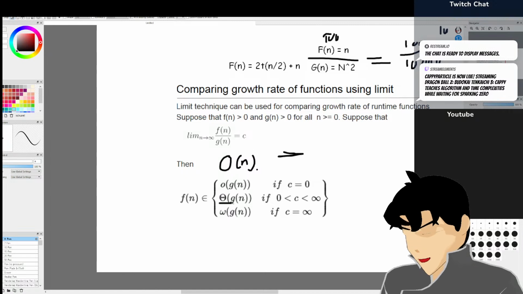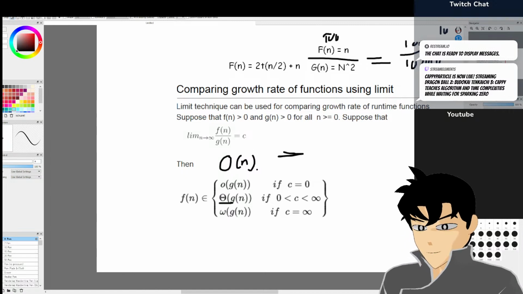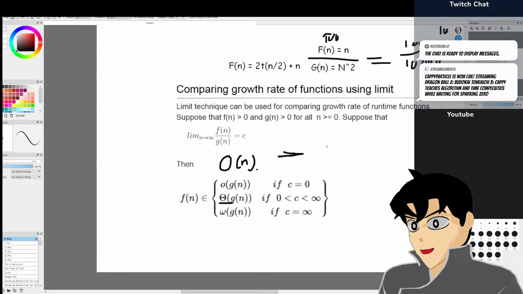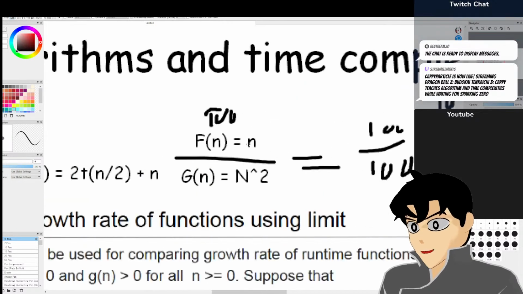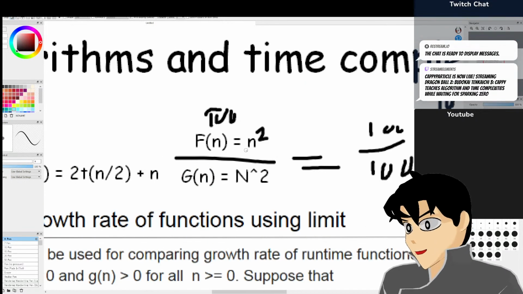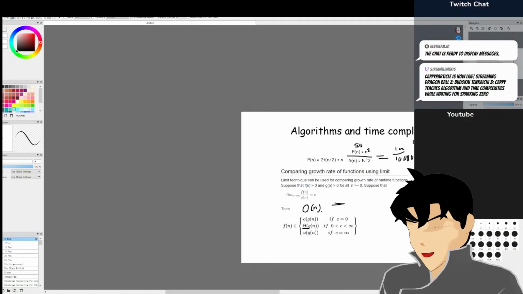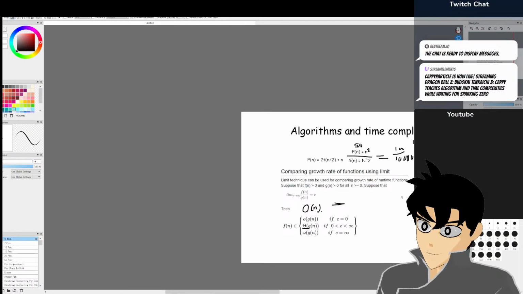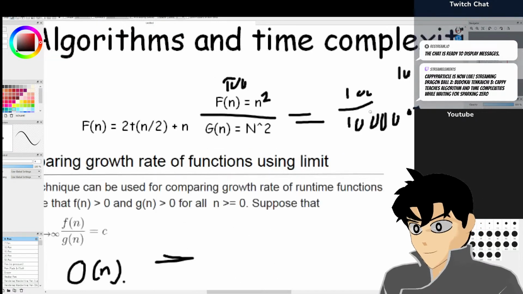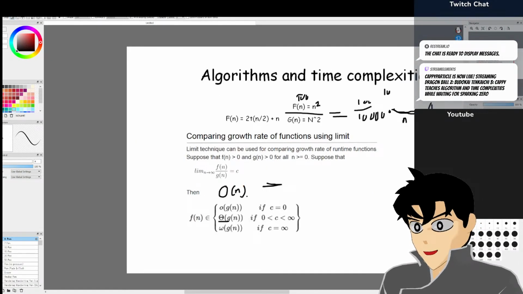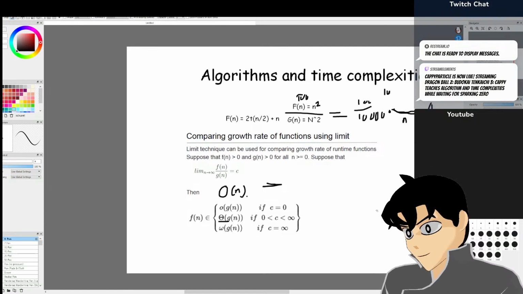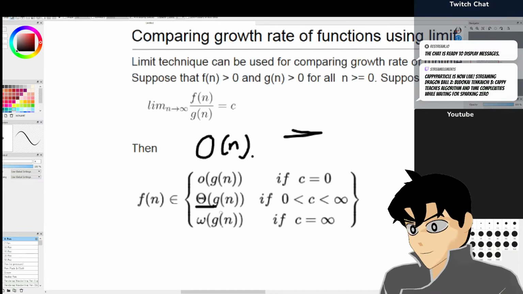This is something called big theta. Okay, so big theta means, if this was also about n squared, it'd be like 10,000 over 10,000. So it would equal about 1. If it was n squared over n squared, it'd equal 1. Or close enough to 1.